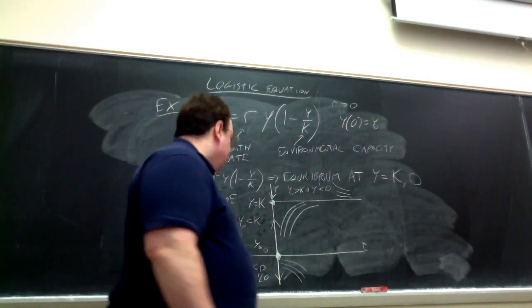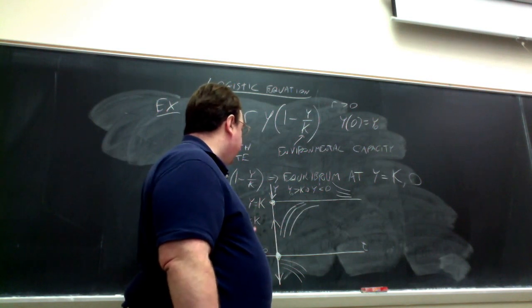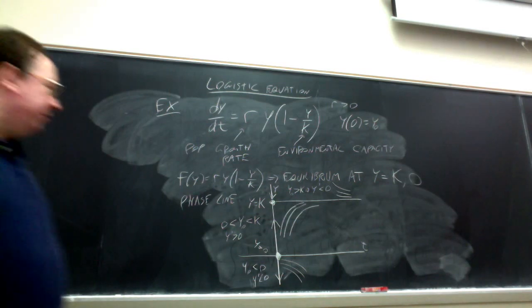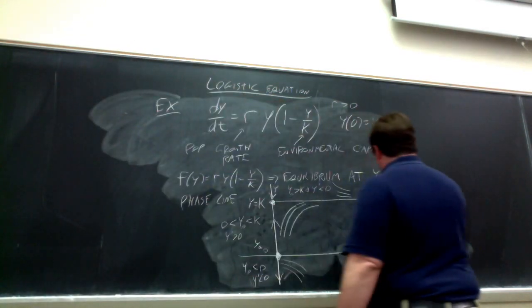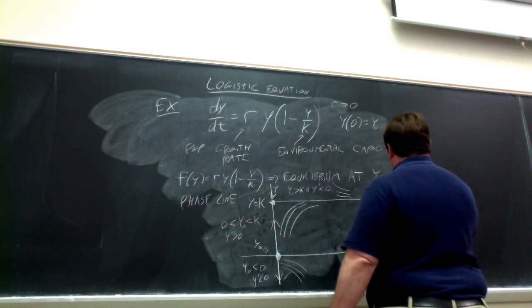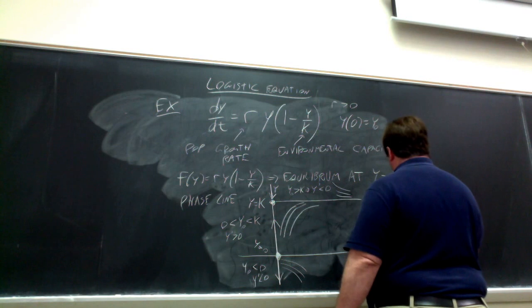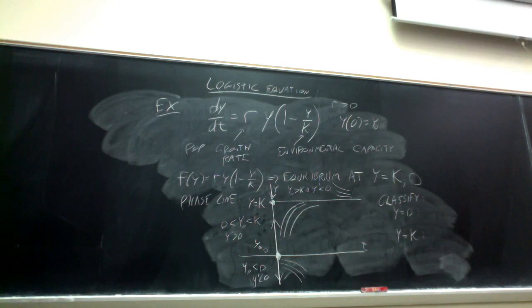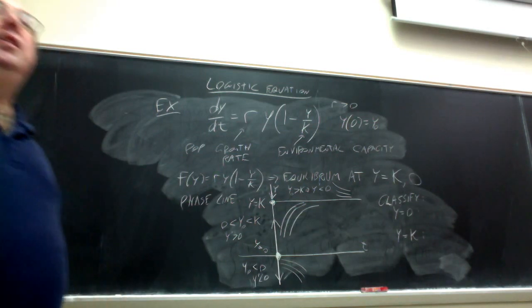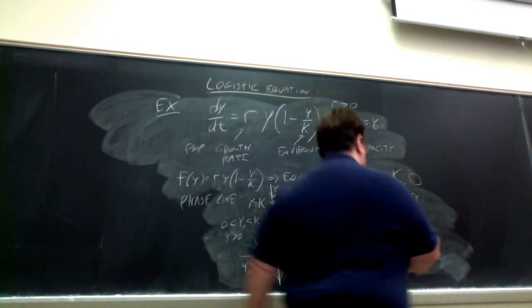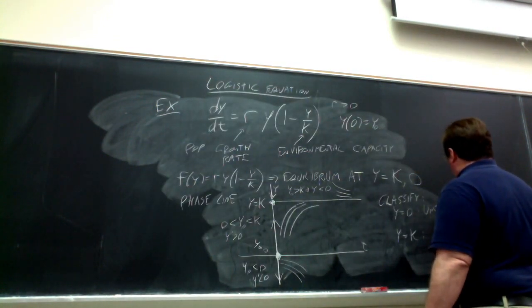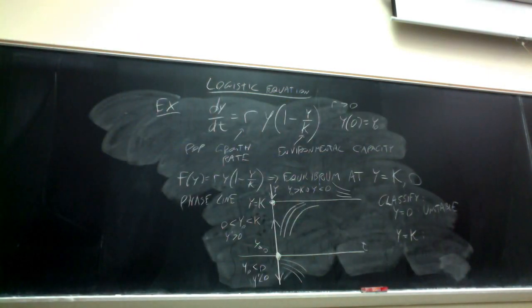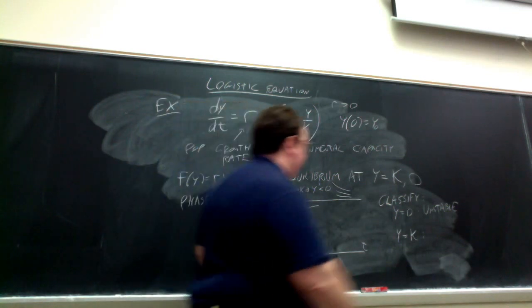All right, so in fact, the arrows alone would be enough to judge whether each equilibrium solution is going to be stable, unstable, or semi-stable. So we classify both of these. So y equals 0. Look at the arrows. Stable, unstable, semi-stable? It is unstable because it's going away on both sides. And what about y equals k? Stable. That one is stable because on both sides the solution is trending towards it. Okay.